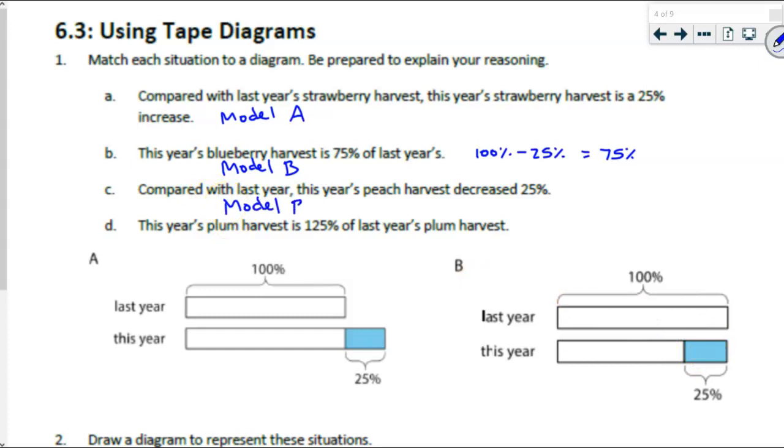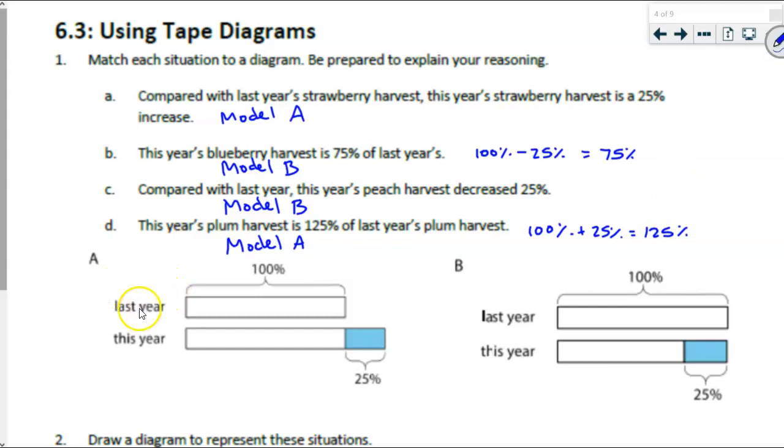Next problem. This year's plum harvest is 125% of last year's plum harvest. Which model is that going to be? Trace. Good, 125% of last year. So if you take a look, here's that 100%, but with the extra 25%, what does that make this? That's 125% altogether. So 100% plus that 25% is how I get to that 125% that it's talking about in the problem.